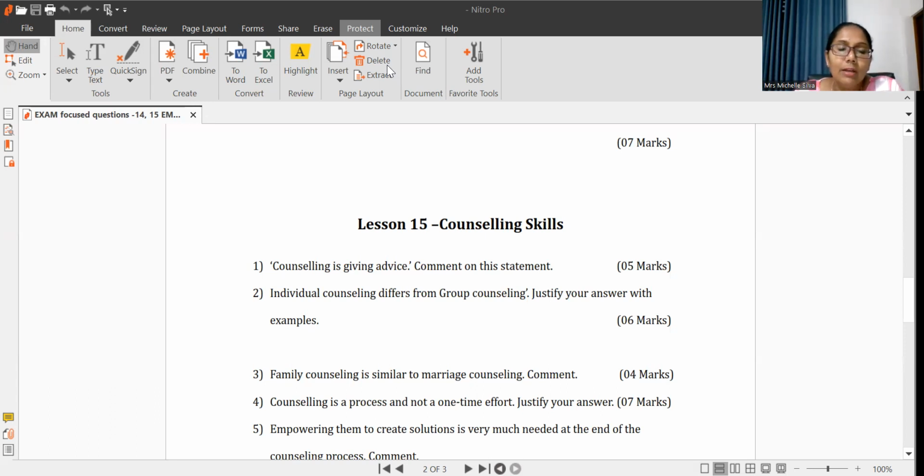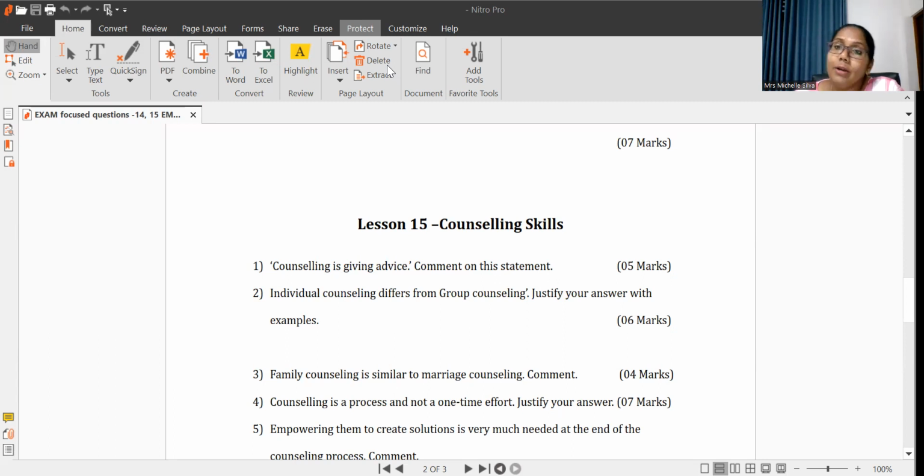Then if you write what is individual counseling and what is group counseling, it does not show the difference, just two definitions from your point of view. But if you want to show the difference between these two, once you have given the definition-wise difference, you can tell that individual counseling happens between a counselor and a single client, but group counseling happens between a counselor and a set of clients.